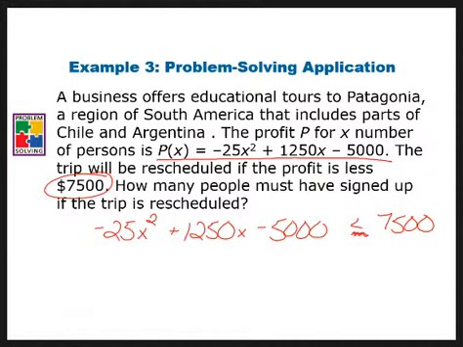Okay, so how many people must have signed up if the trip is to be rescheduled? All right, so in other words, if the x values on this side yield something that is less than $7,500, that means the trip is going to have to be rescheduled. Or in other words, if we don't make a profit of $7,500, it means that we have to reschedule the trip. So I'm going to move to the next slide here, which is empty, just so I have a little bit better idea of what's going on here.